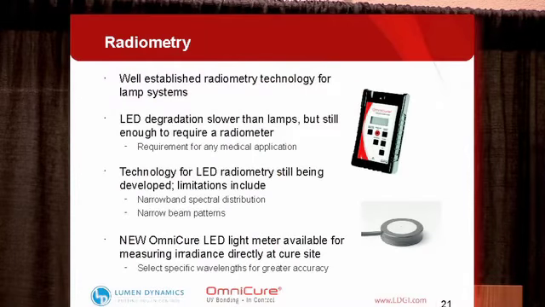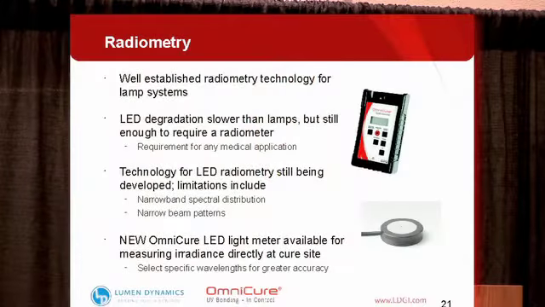So finally, we'll talk a little bit about radiometry. Again, lamp systems have been around for years. The radiometry is very well established. There are a number of radiometers out there that work very well for measuring the output from your lamp-based systems. Although we saw LEDs degrade much slower than lamp-based systems, they do still degrade. It's still very important that you're monitoring and measuring the output from your system. The challenge with LEDs is that, unlike the lamps, one, they have a very narrow spectrum, but two, they also have very narrow beam patterns, and both of these present challenges for radiometers.